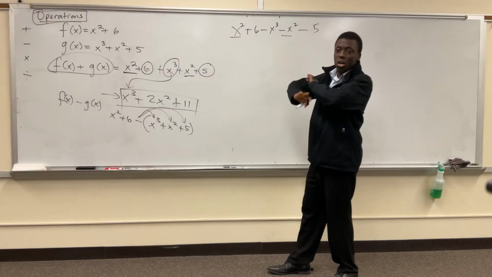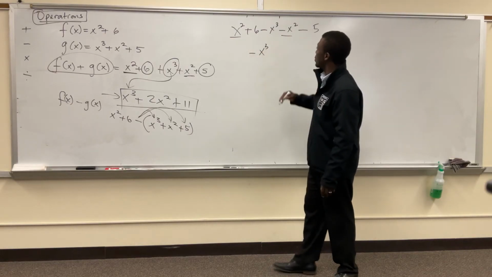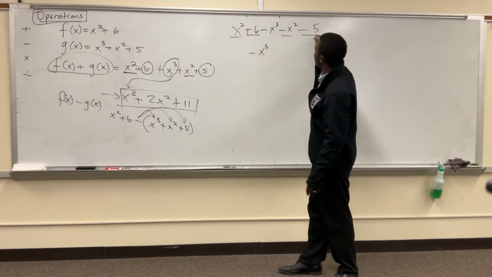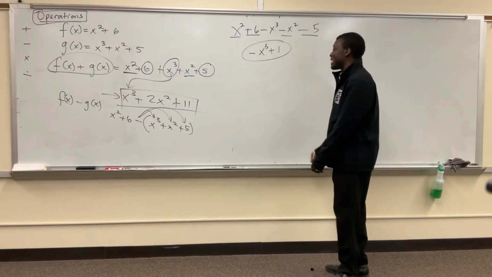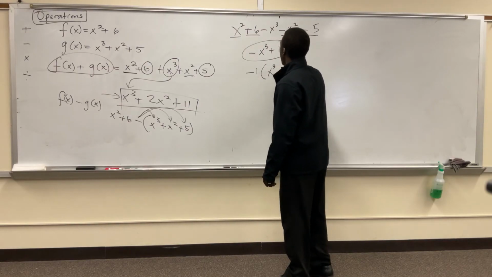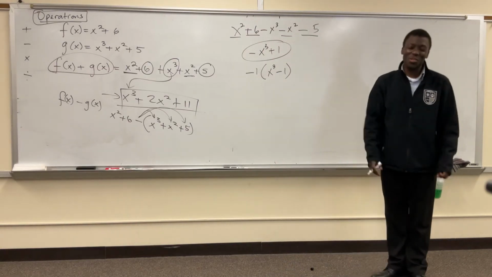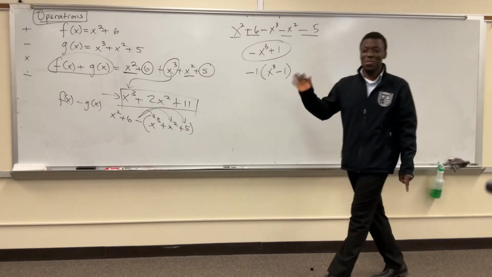These two will go away because they're the same value. This will just become negative x cubed. This minus that would just be 1. Now, this is the same thing as negative 1 into x cubed minus 1, which leads to a beautiful dessert to this problem. The difference of two cubes.